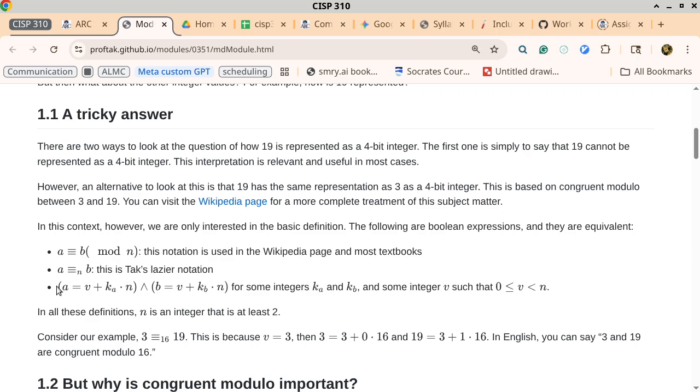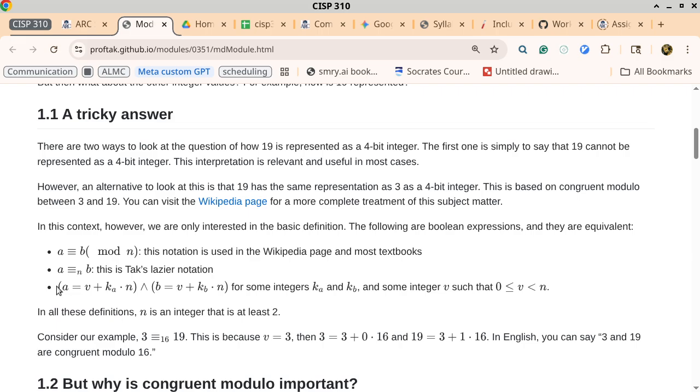Nope, I take it back. We have to use the same V. Okay, I take it back. Excuse me. What is going to be V this time? V itself is 11. So now when we say 11 plus negative 1 times 16, that is negative 5. But what about B? B is going to be 11 plus 0 times 16. So that's just 11. So that means negative 5 and 11 are congruent modulo 16.